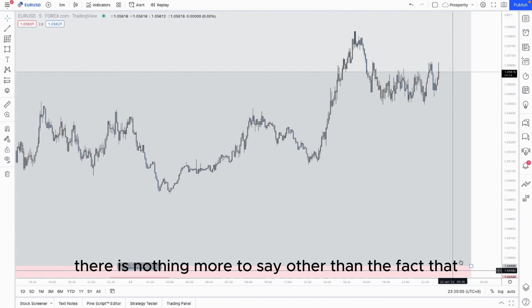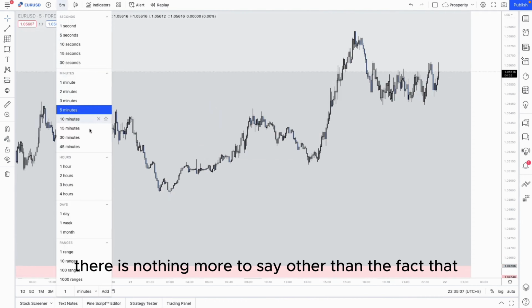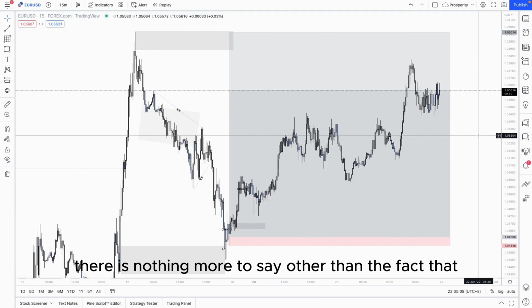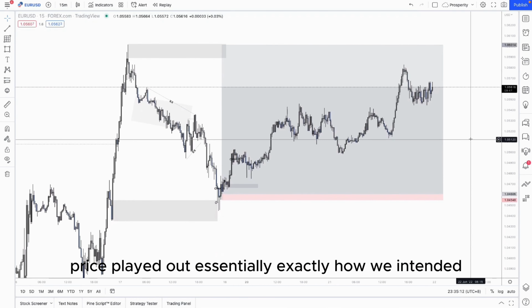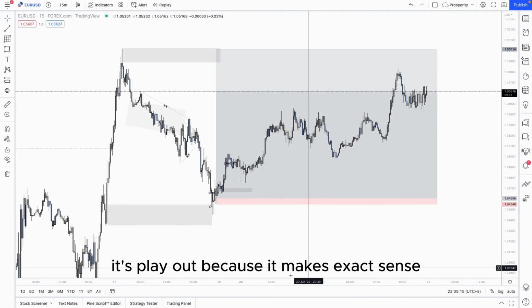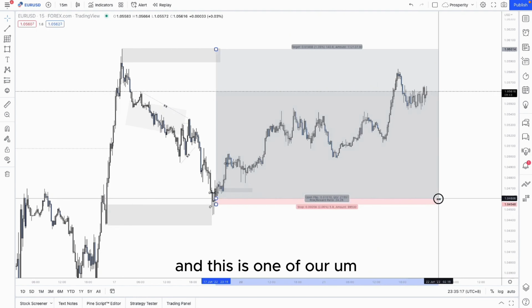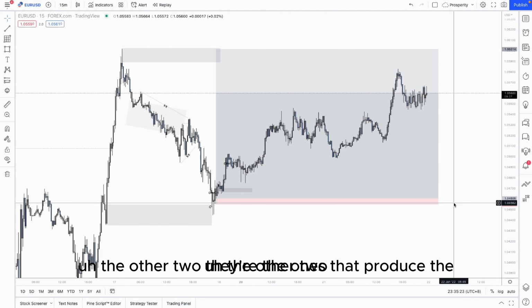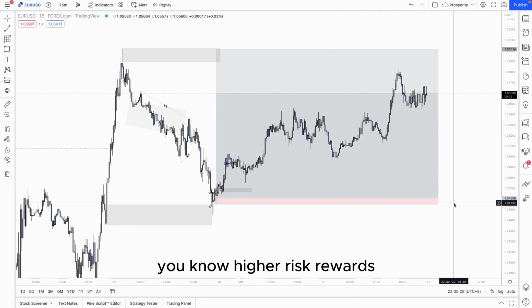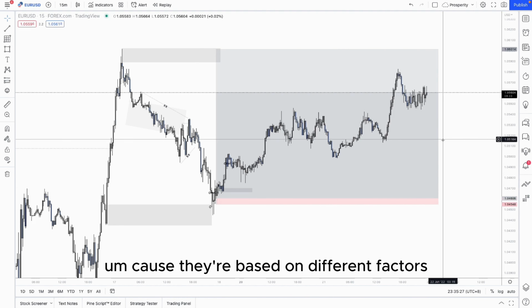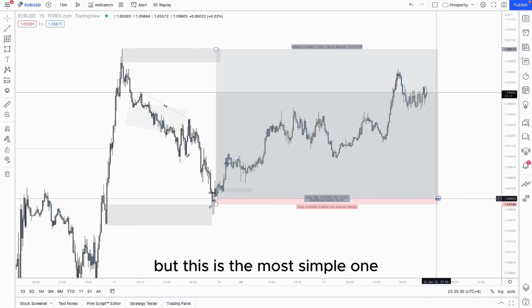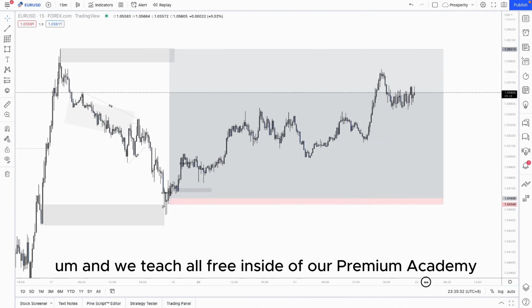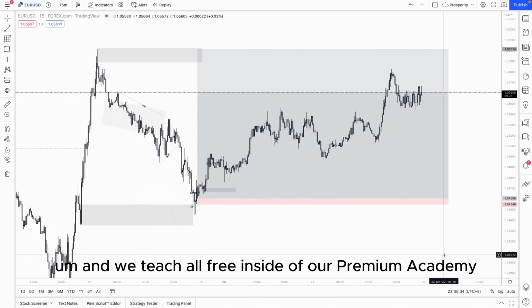Now, in regards to this video, there is nothing more to say other than the fact that price played out essentially exactly how we intended it to play out, because it makes exact sense. And this is one of our 3 entry models. Really, we have 2 more complex ones. The other 2 are the ones that produce the higher risk to rewards, because they're based on different factors. But this is our most simple one, and we teach all 3 inside of our premium academy.